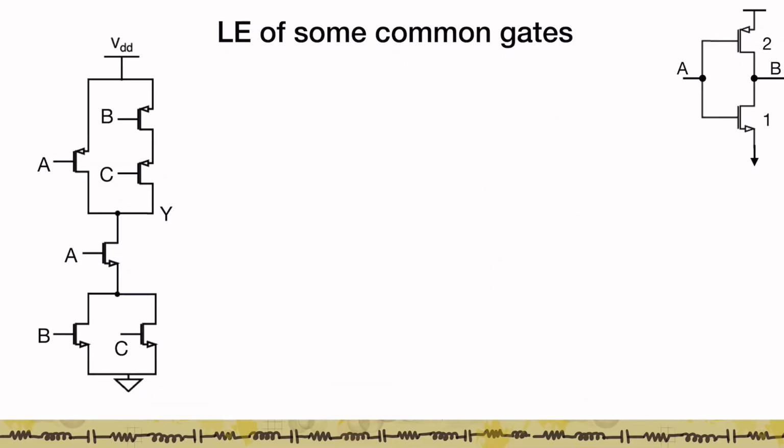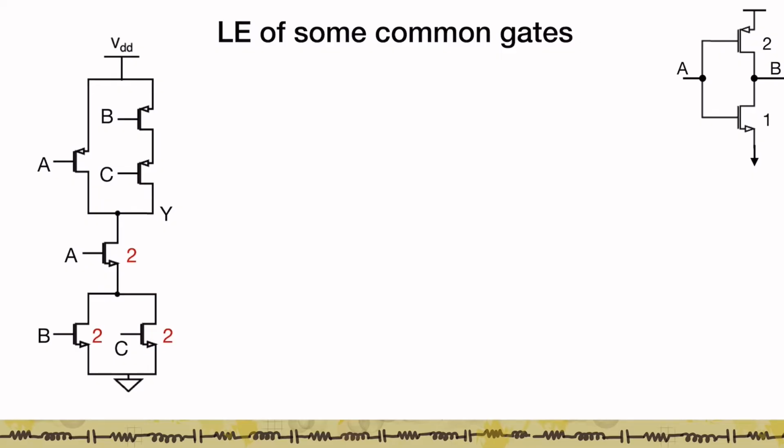Now let's consider another gate, and this is the A into B plus C complement, right? So here I have a pull down network which consists of A connected in series with a parallel combination of B and C. So either AB is going to provide a pull down or AC is going to provide a pull down.